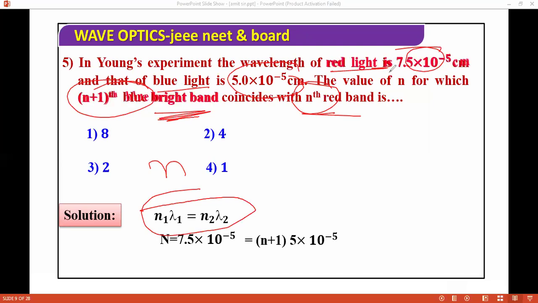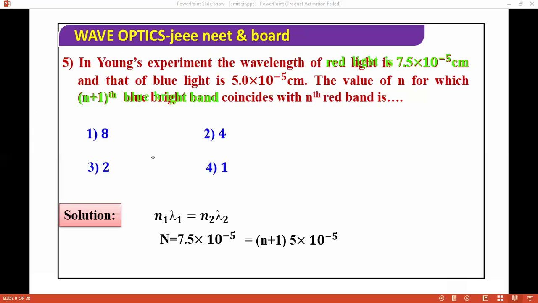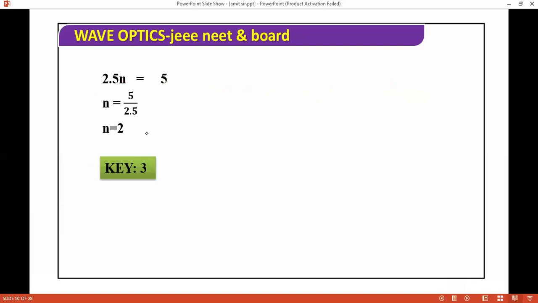The red light is given as 7.5 into 10 to the power minus 5. Similarly, blue is given, with n plus 1, as 5 into 10 to the power minus 5. Okay, you can find out n. This is again a very, very famous question, and this question comes often, so you have to know how to solve it and how to deal with this. You can take an approximate answer.